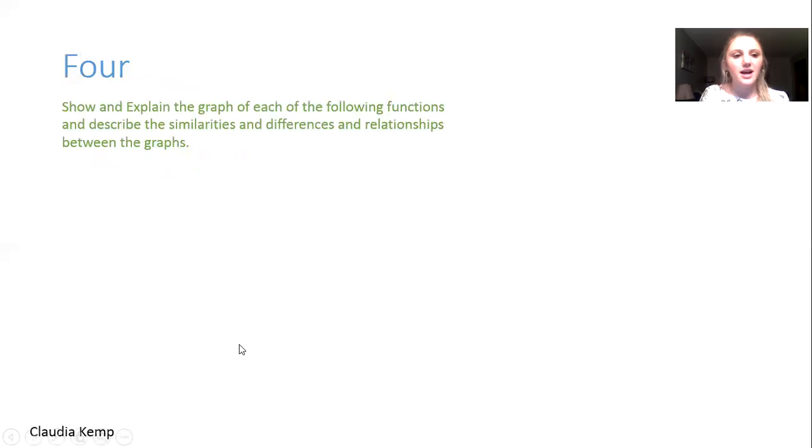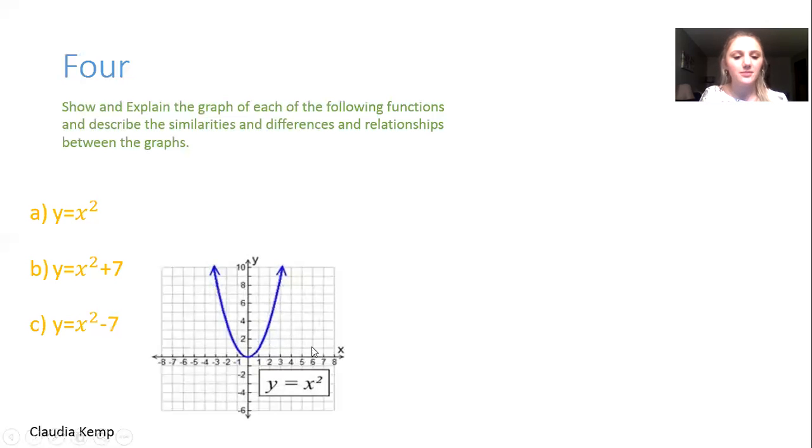Number 4 asks to show and explain the graph of each of the following functions and describe the similarities and differences and relationships between the graphs. We have part A, B, and C. Part A asks that we graph y equals x squared, which I have for you here. Y equals x squared starts at 0, 0 and has points such as 2, 4, 3, 9, and so on.